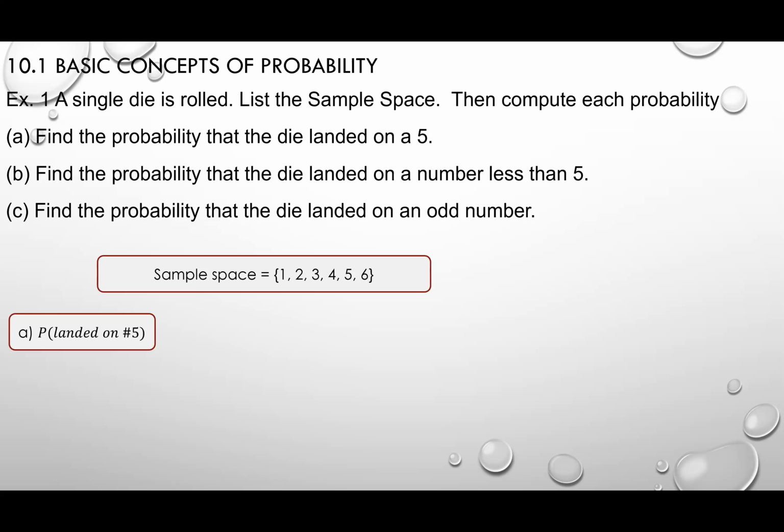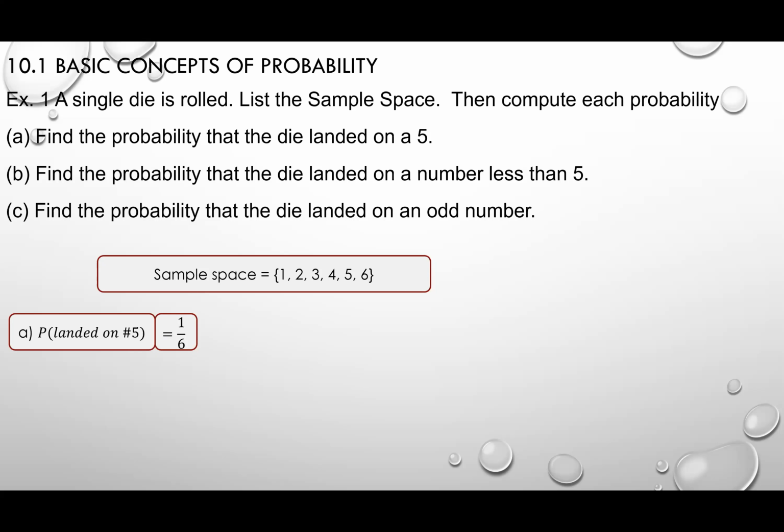Well, how many number 5 do we have? Do you agree that in my event, I have only one item containing number 5 out of 6 items, because that is my total outcome. So the probability of this is 1 out of 6, 1 over 6.